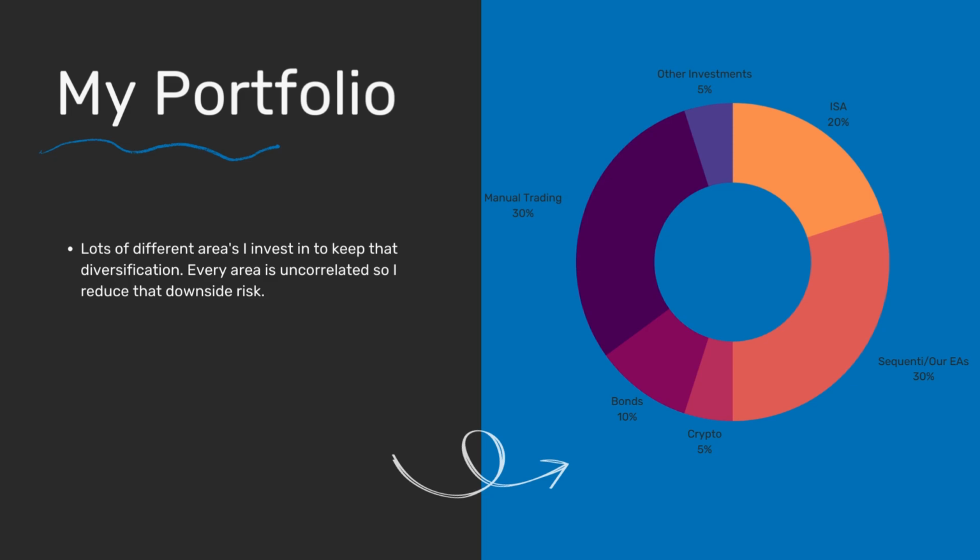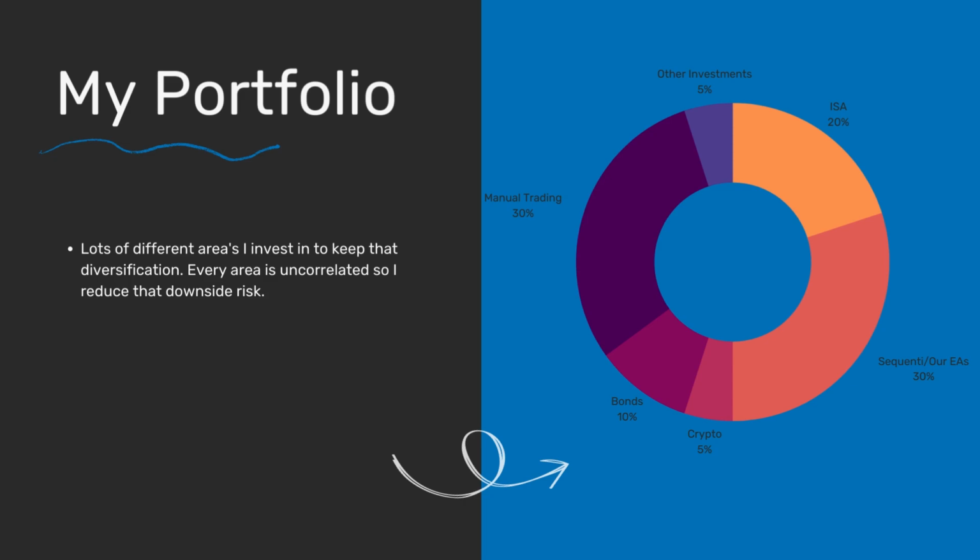Now, the next category I invest in is crypto. Now, I'm no expert at crypto. I keep a very small portion of my wealth within it. So then, even if I lost it all tomorrow, it's not going to have too big an impact on my portfolio. So yeah, I keep that to about 5%.